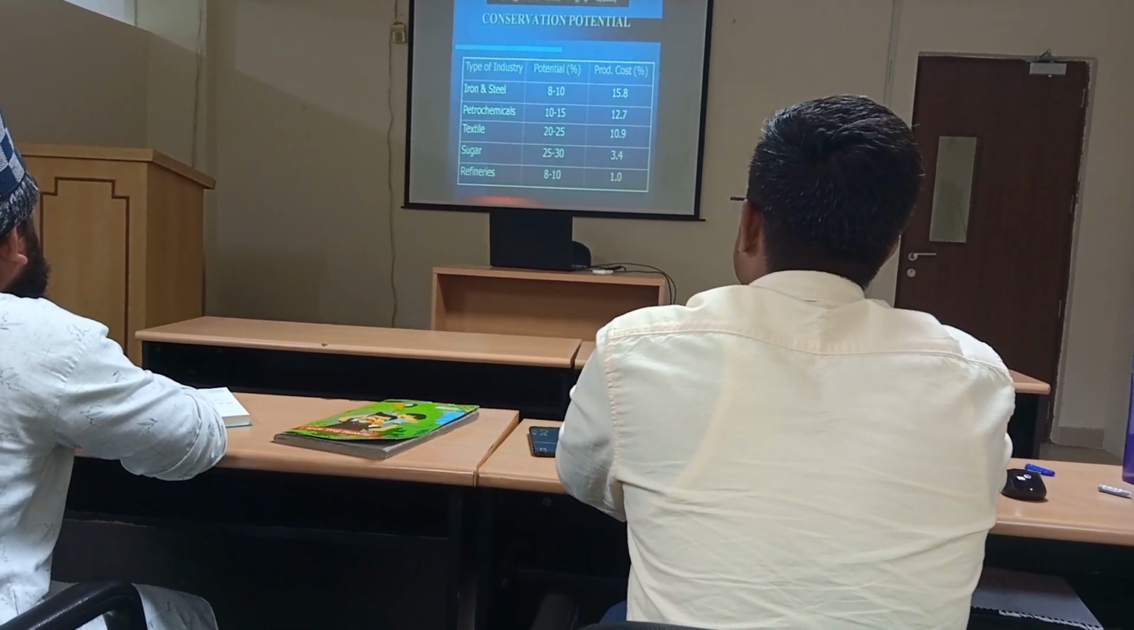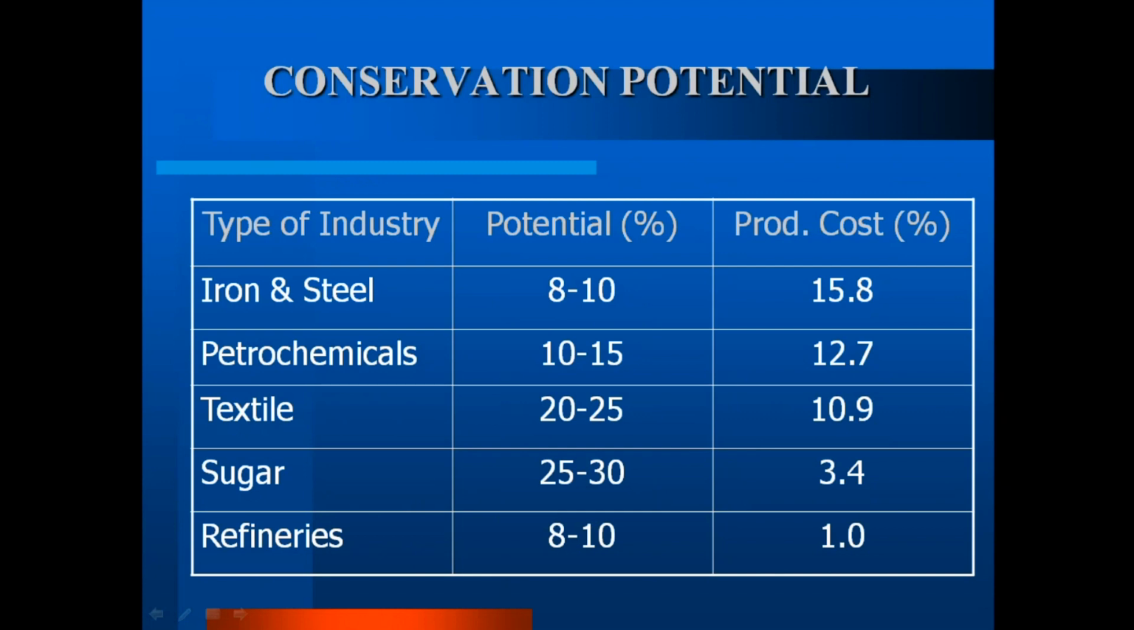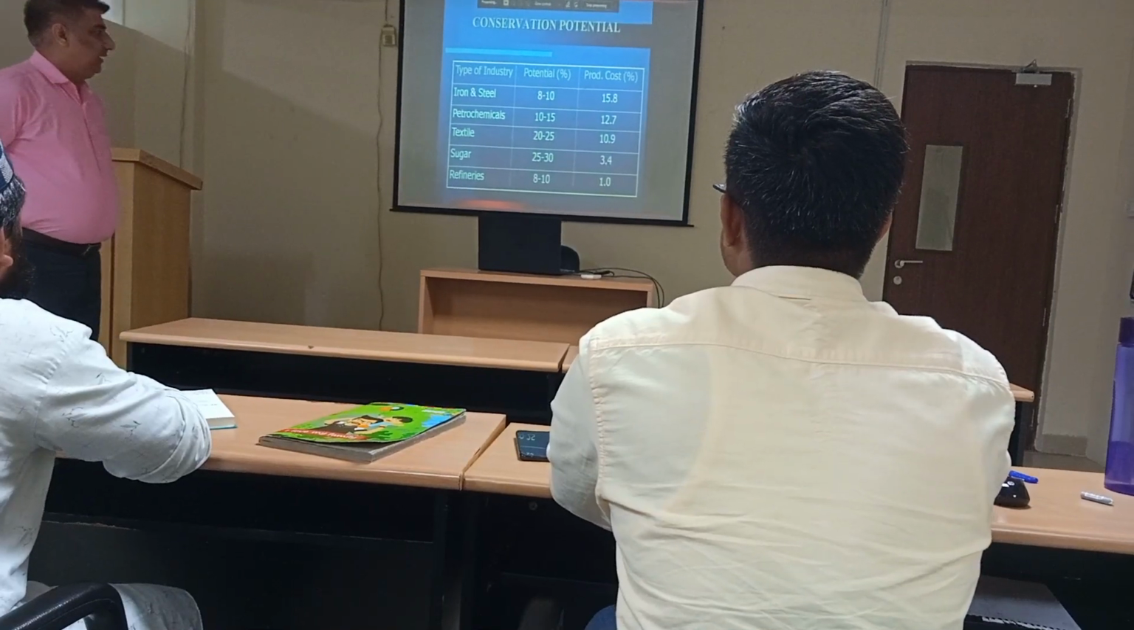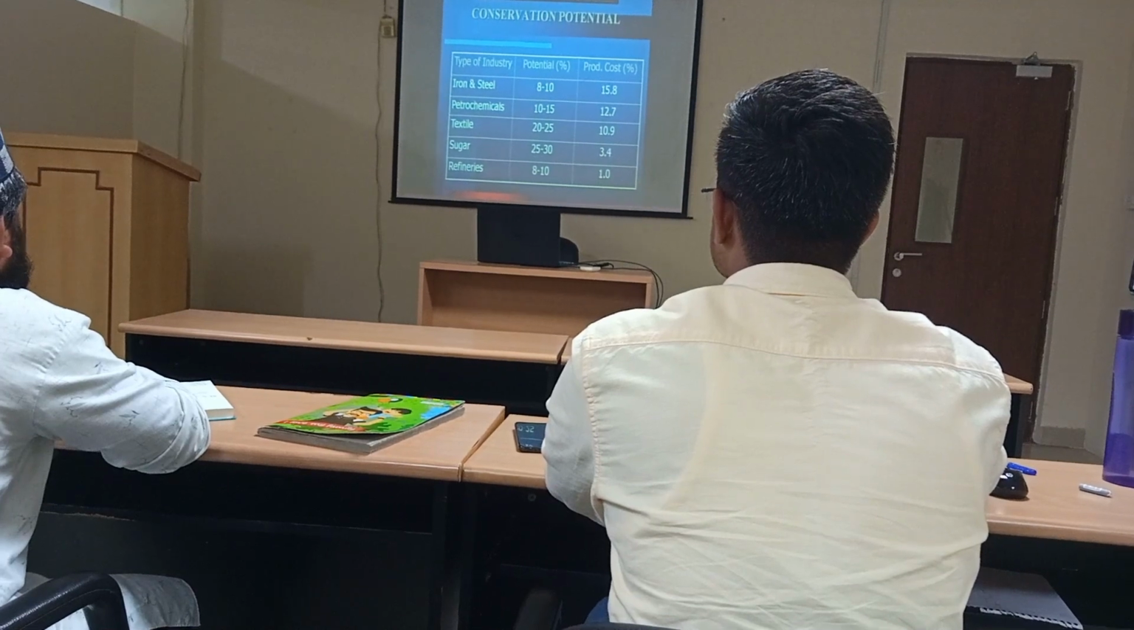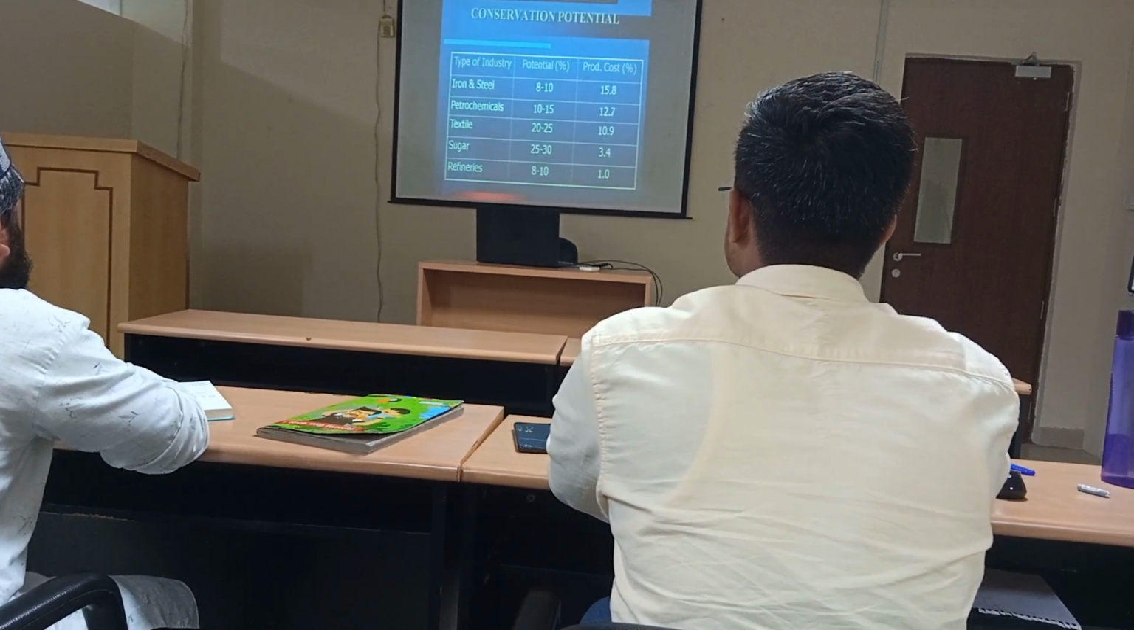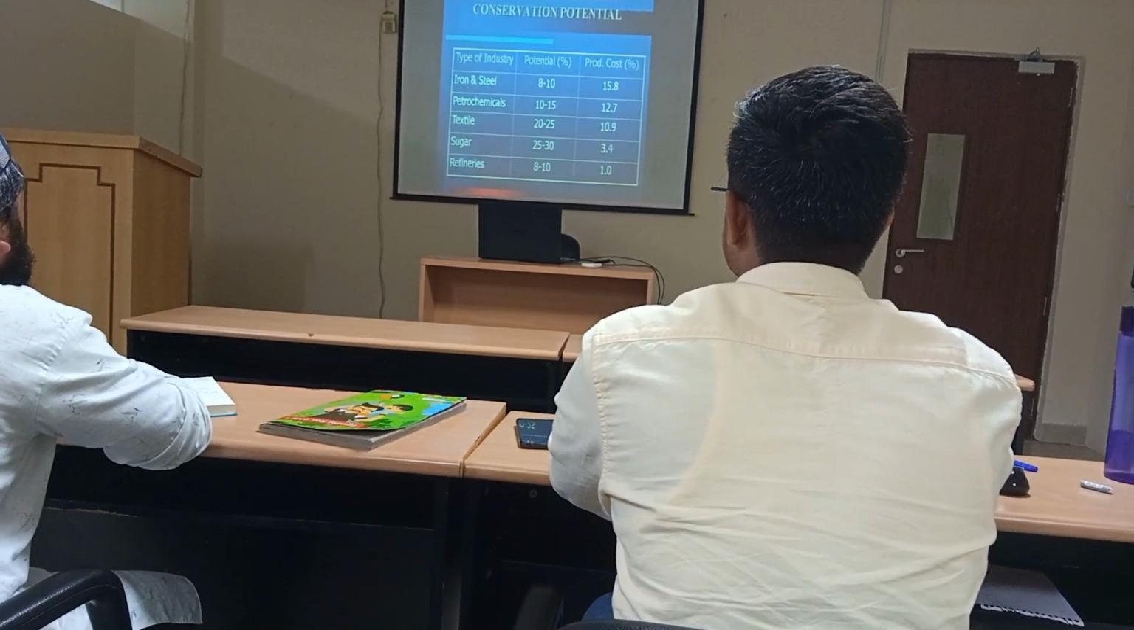In iron and steel, it is 8 to 10% and total production cost will be 15.8%. Petrochemical, it is 10 to 15 and 12.7. Textile is 20 to 25 and 10.9. Sugar, it is 25 to 30 and 3.4% of the production cost. Then refiners, it is 8 to 10% and 1% of the production cost.